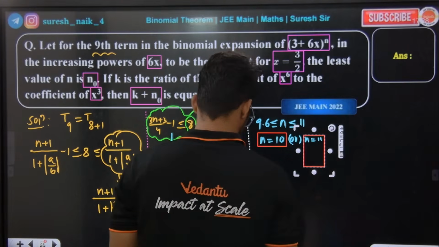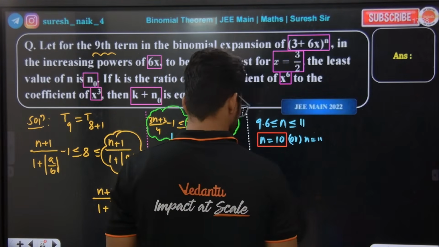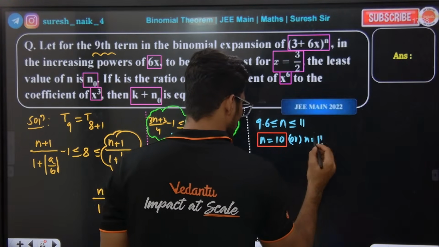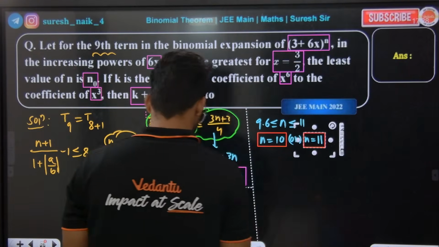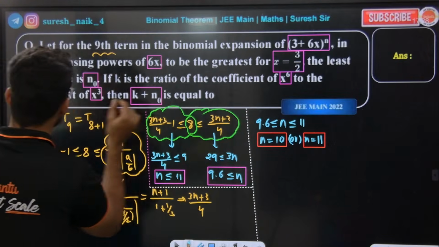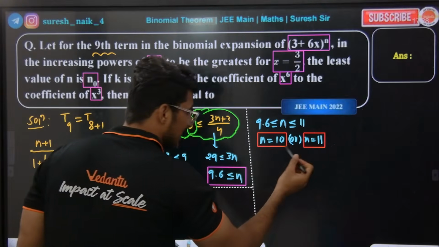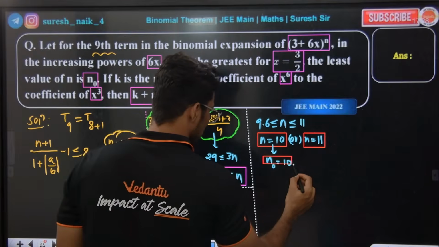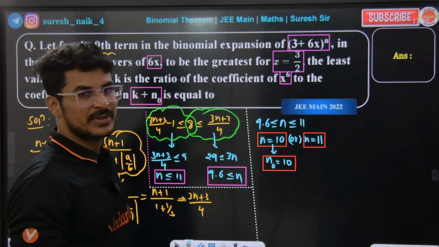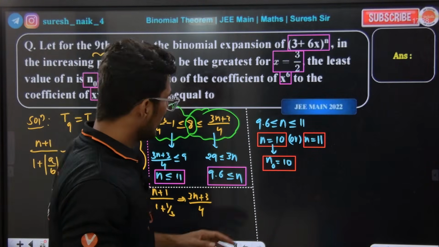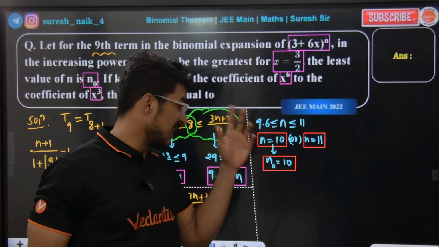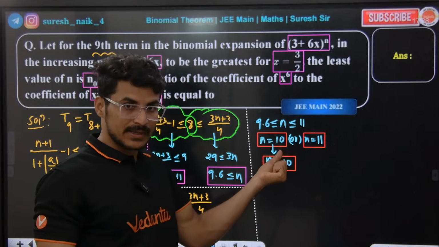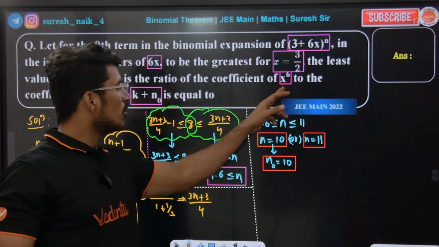Okay, I got n value 10 or 11. So the least value of n is n naught. This is the least value. So n naught is equal to 10. N naught is equal to 10 வந்துருச்சுடா. இப்போ n naught is equal to 10 வந்துருச்சுனா பாரு, நல்லாவே பாரு. See, n is 10, n is 11. Both are possible here. If I take the least value of n, which is 10, that is going to be n naught. I got n naught here பாரு.